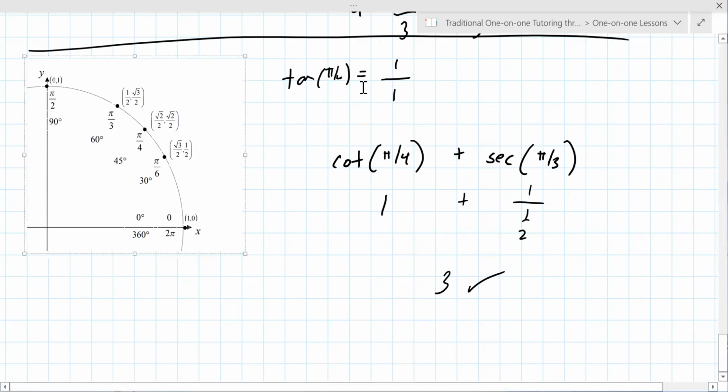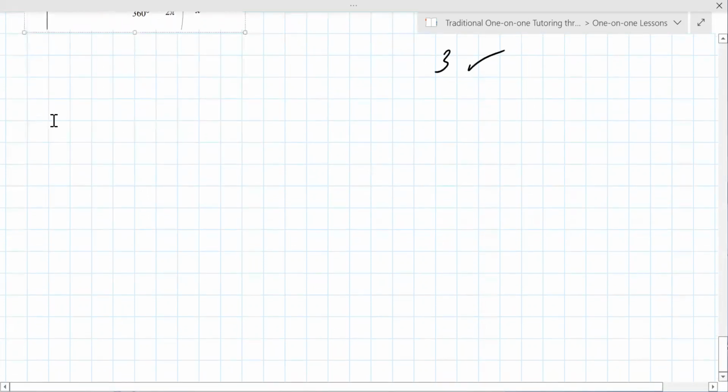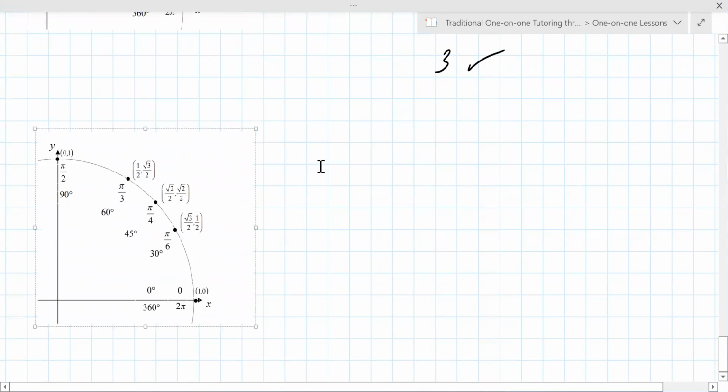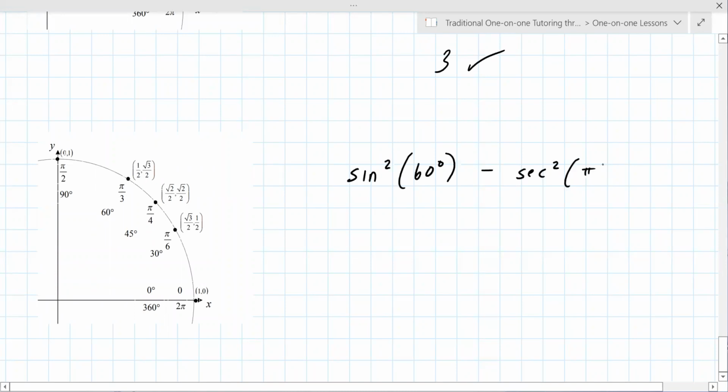All right, let's give you another one here. So another possibility is I could ask you something else. I could say, what is the sine squared of 60 degrees minus secant squared pi over 4.